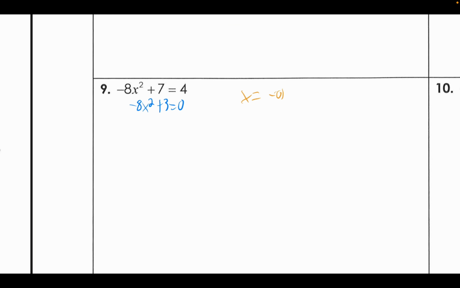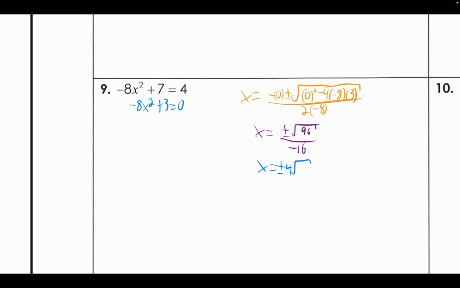X equals negative of 0, plus or minus the square root of 0 squared, minus 4 times negative 8 times 3, all over 2 times negative 8. So I get plus or minus the square root of 96 all over negative 16. And the square root of 96 is the square root of 16 times the square root of 6, which would be 4 times the square root of 6 all over negative 16.